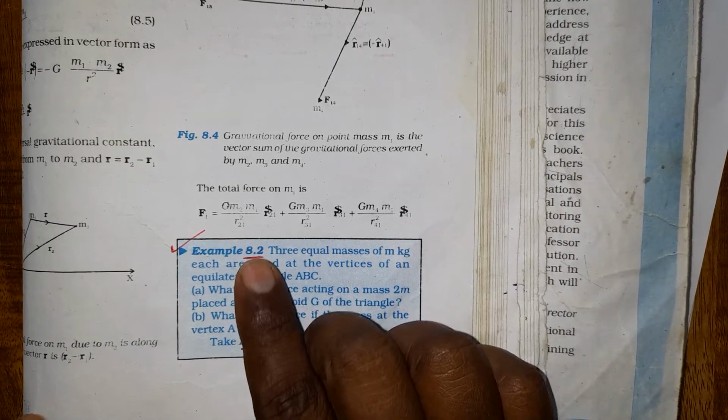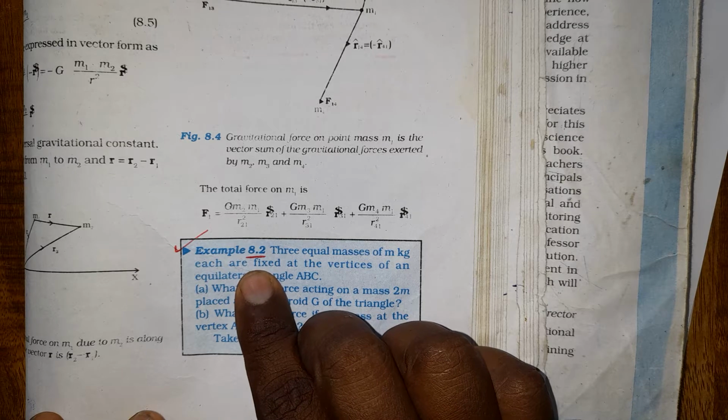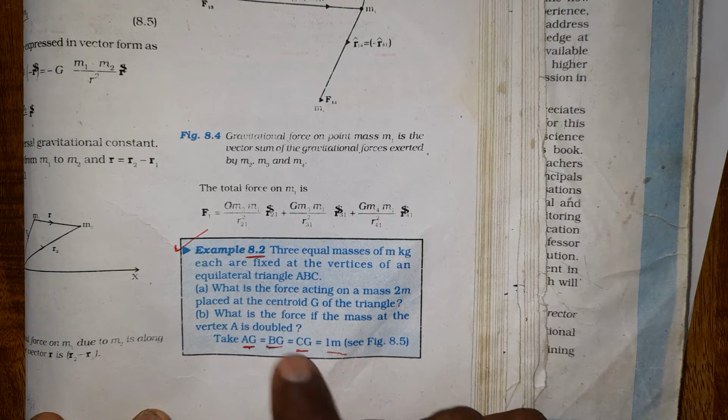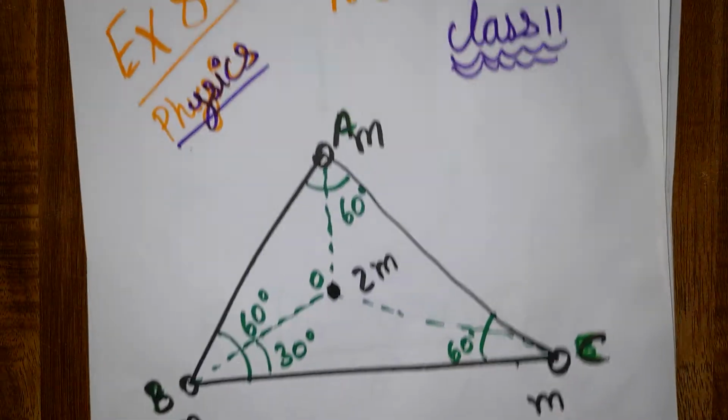Hello students, today we are going to discuss a Class 11 physics NCERT example problem. It's the 8th chapter, second problem. There are two questions asked, and both ask about the algebraic sum of the net force. First we will see the question.